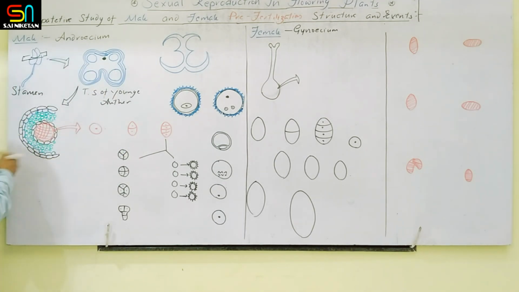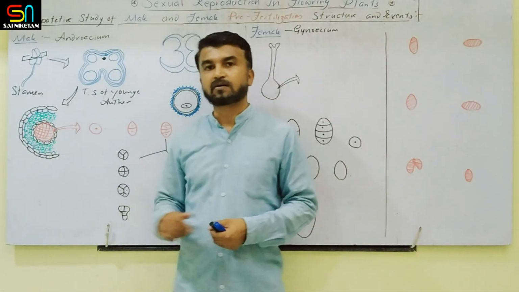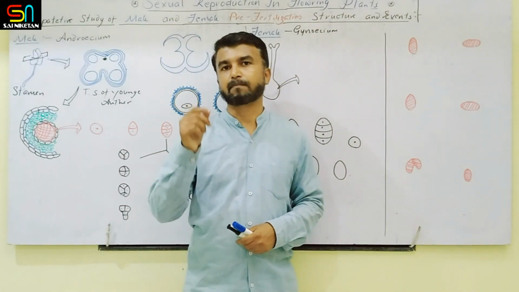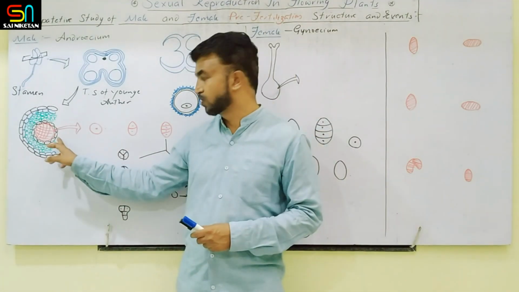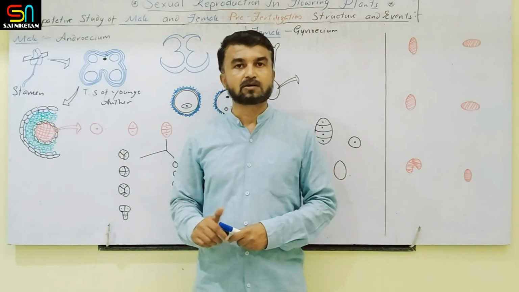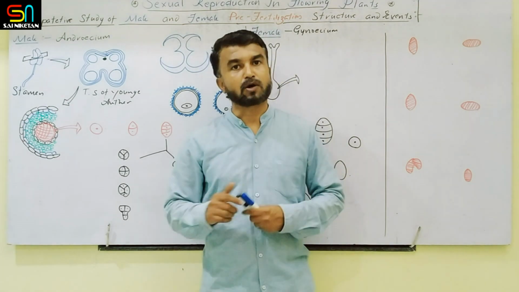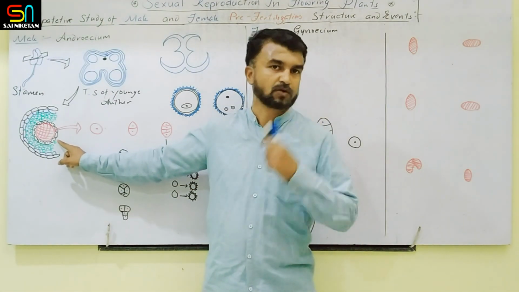The innermost layer of the anther wall is the tapetum, which is functionally very important. Each cell of the tapetum has a dense cytoplasm and more than 1 nucleus. Clear? It is a polynucleate condition due to endomitosis, which means karyokinesis occurs but cytokinesis does not take place. Due to that, each cell of the tapetum contains more than 1 nucleus.